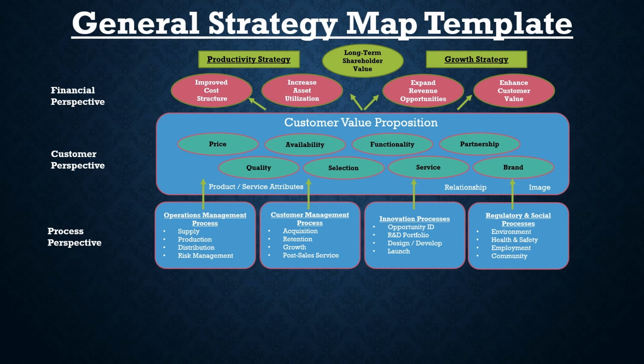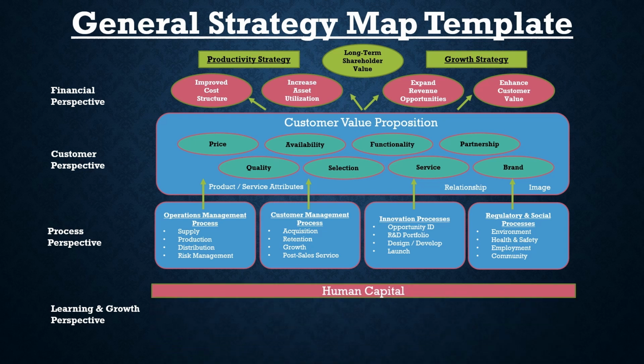Our fourth and final perspective is the learning and growth perspective. Here we will detail how intangible human capital and infrastructure resources can be utilized to meet company goals. There are 3 categories to consider. 1. Human capital. This includes people, talent, and knowledge required to meet our company goals. This could include training and succession planning.